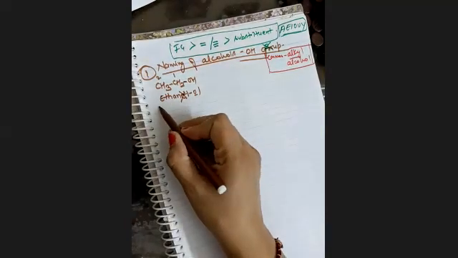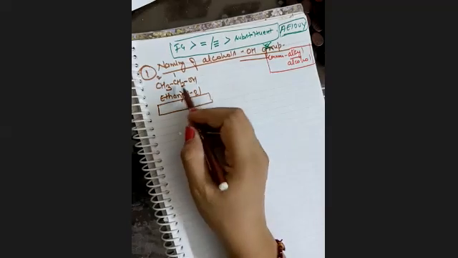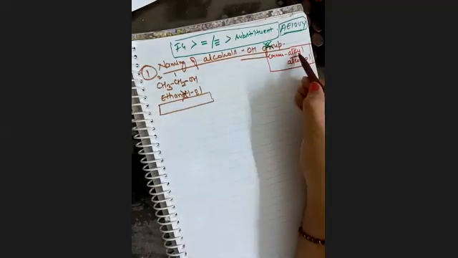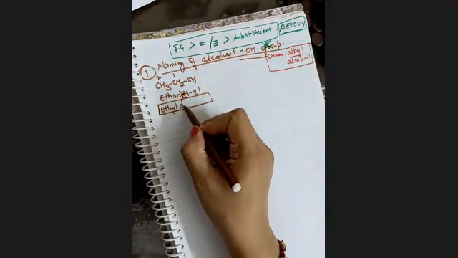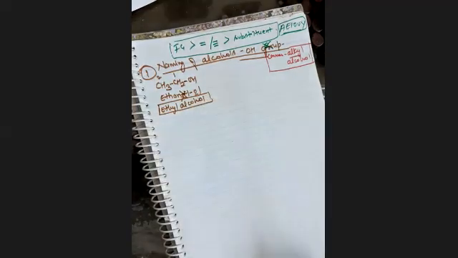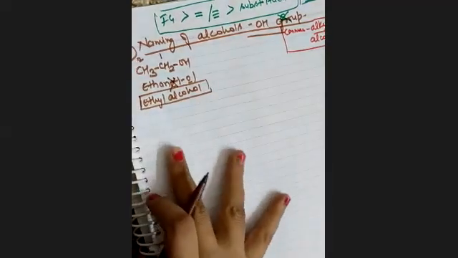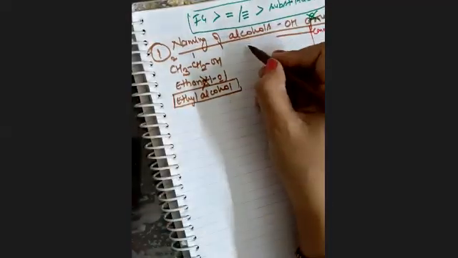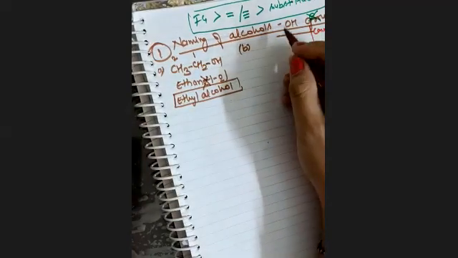Now we'll talk about common name. Common name I will write in brackets so that you will be able to understand. Ethyl, ethane is because alkyl alcohol was a common name formula. So this is eth. So ethyl alcohol. Second. Next example.